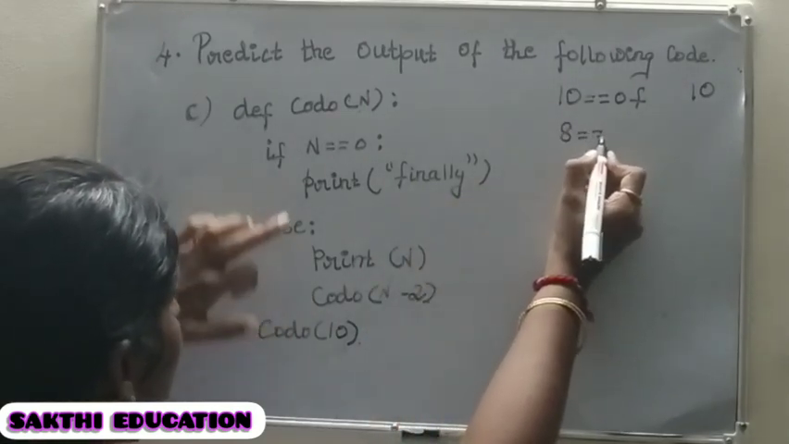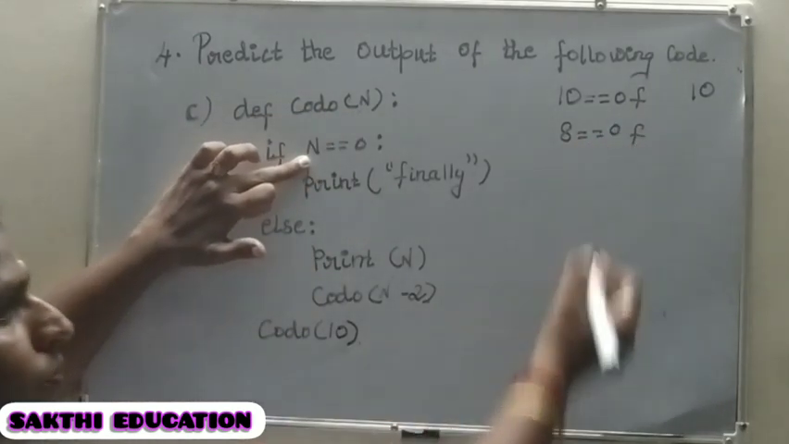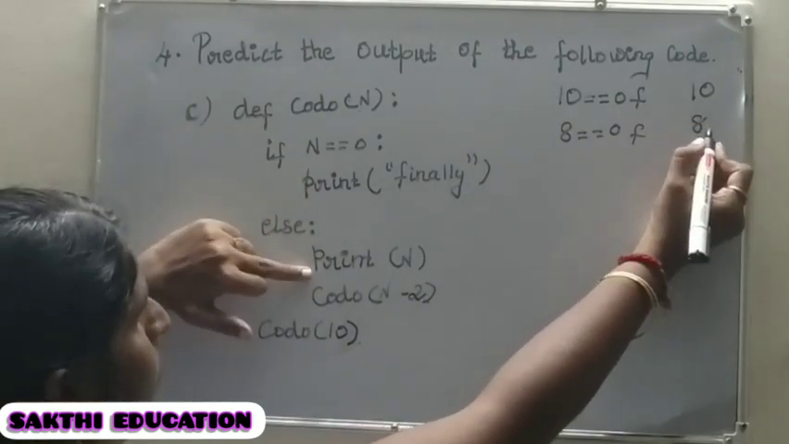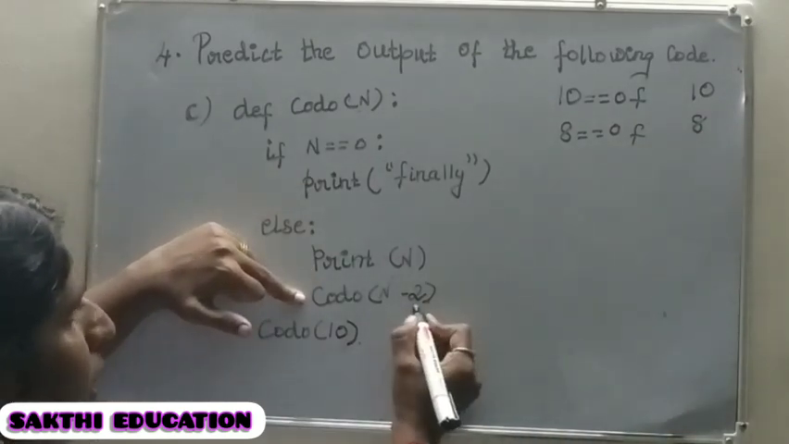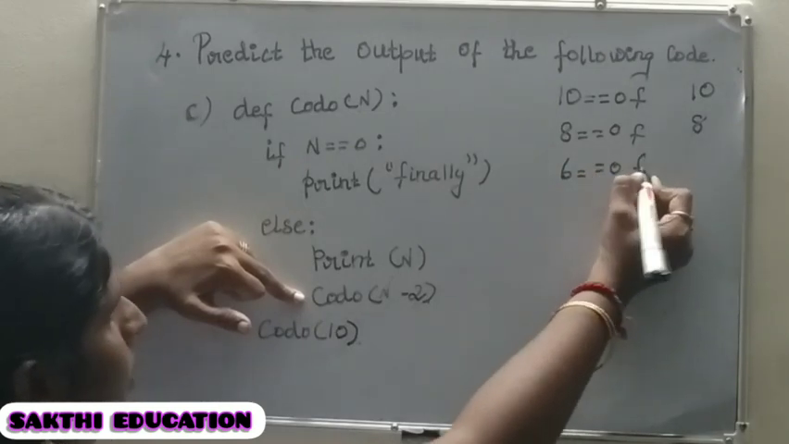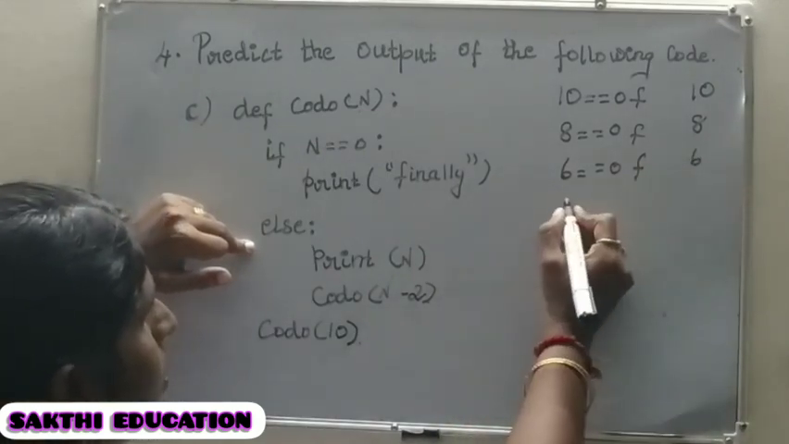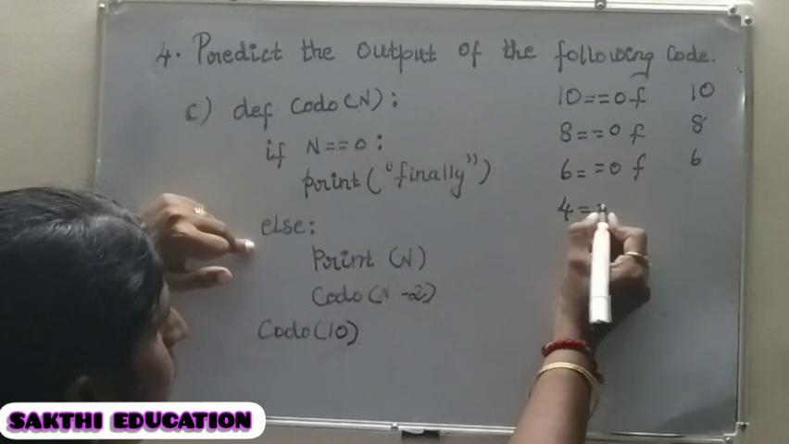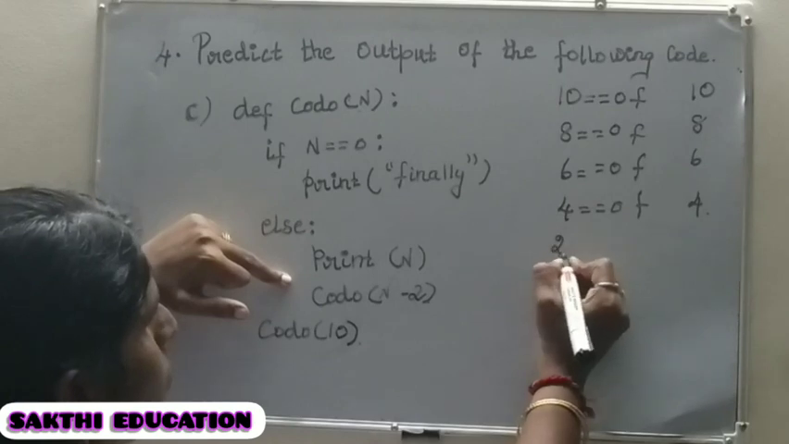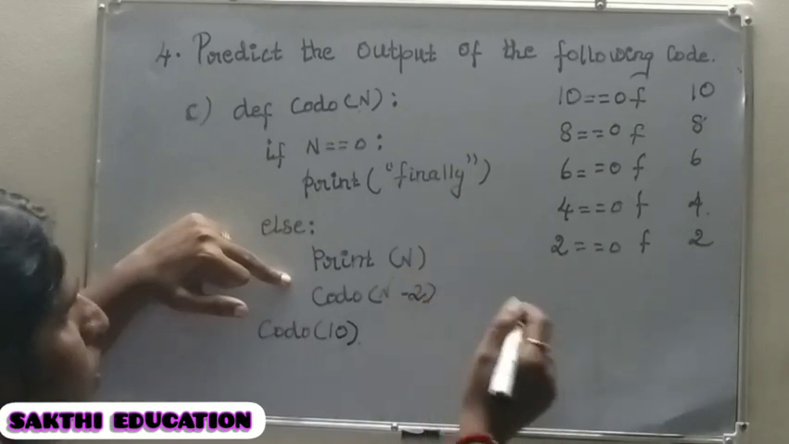8. Again that 8 is passed here. 8 equal to 0 is false. And then we have to move to the else part. Print n is 8. And then we have to reduce by 2. 8 minus 2 is 6. 6 equal to 0 is a false statement. And then we are moving to the else part. 6 minus 2 is 4. 4 equal to 0 is a false statement. So you have to print 4 and then reduce 2. 2 equal to 0 is a false statement. And then you have to print the n value, which is 2.